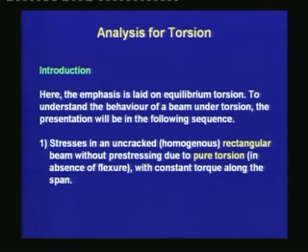To understand the behavior of a beam under torsion, the presentation will be in the following sequence. First, stresses in an uncracked, which is considered to be homogeneous, rectangular beam without prestressing due to pure torsion, that means in absence of flexure, with constant torque along the span. Usually, the civil engineering structures subjected to torsion are non-circular in section. Hence, we shall study rectangular sections.